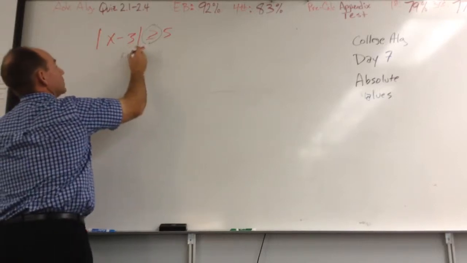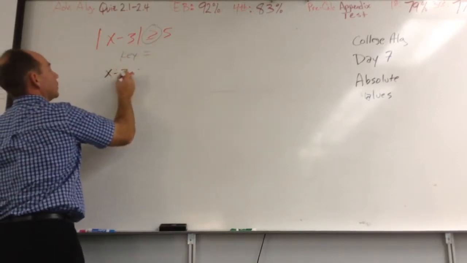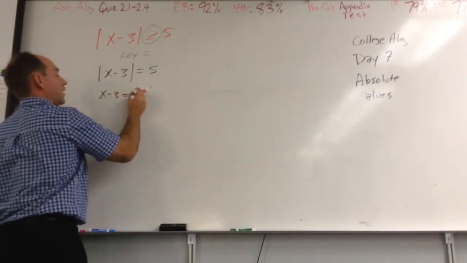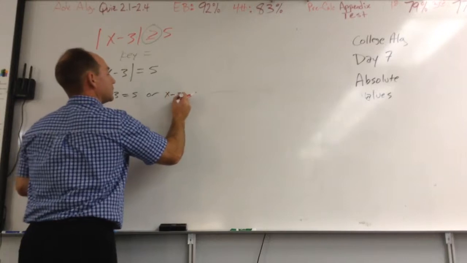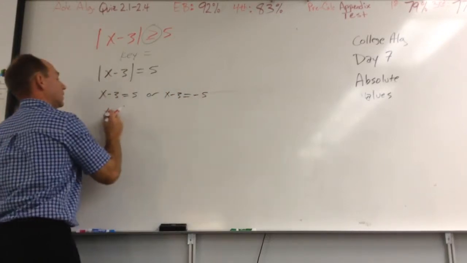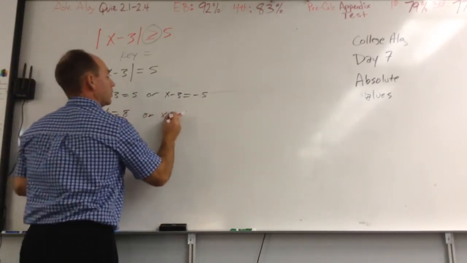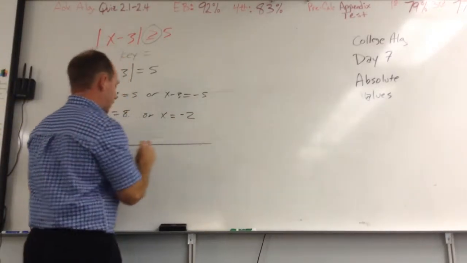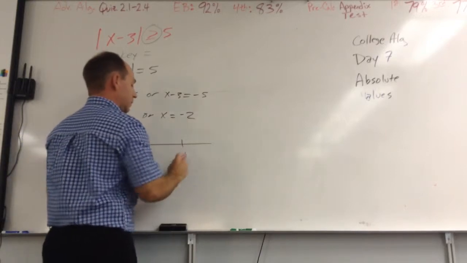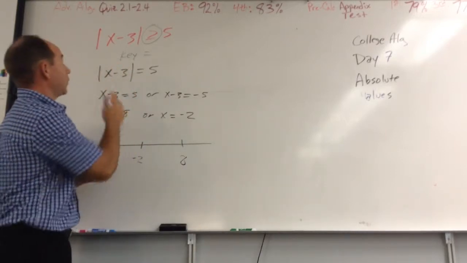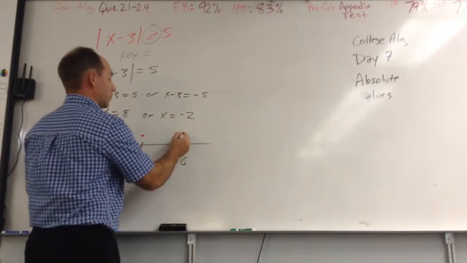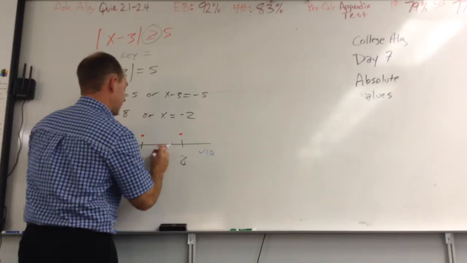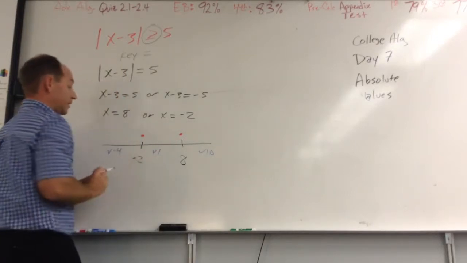So my key numbers, when it's equal, is when is x minus 3, its absolute value, equal 5. Well, that's when x minus 3 is 5, or when x minus 3 is negative 5. That's when x is 8, or x is negative 2. Why is that important? Because then I go down here and I say there's negative 2, there's 8. That's the part where it's equal. And then I just check. Check 10, check 1, check negative 4.